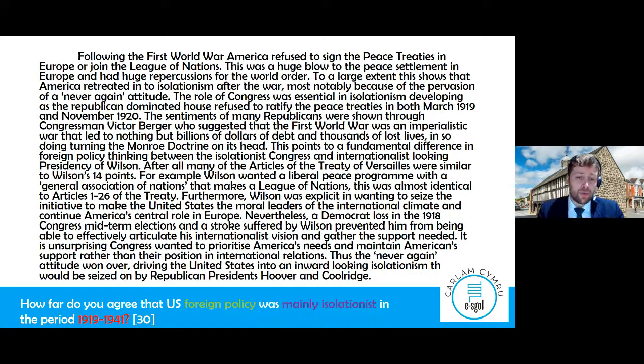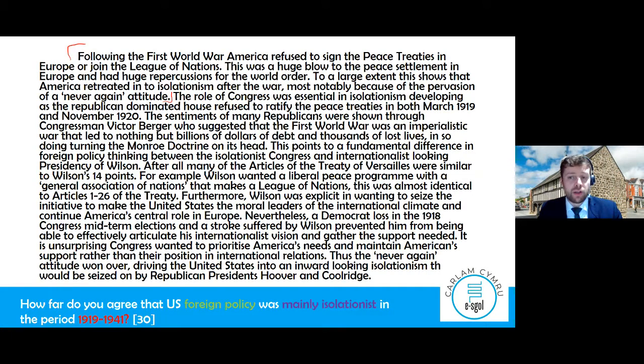It is unsurprising Congress wanted to prioritize America's needs and maintain American support rather than position in international relations. Thus, the never again attitude won over, driving the United States into an inward-looking isolationism that would be seized on by Republican presidents Hoover and Coolidge. So, my initial point is in these first two sentences.